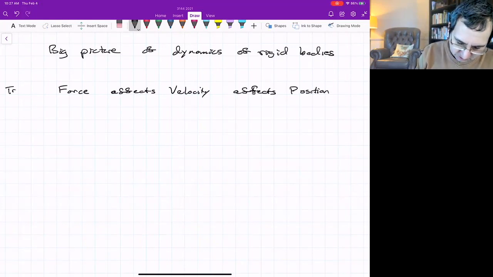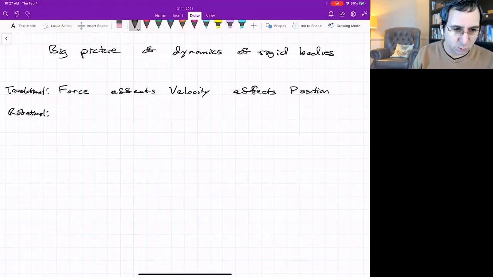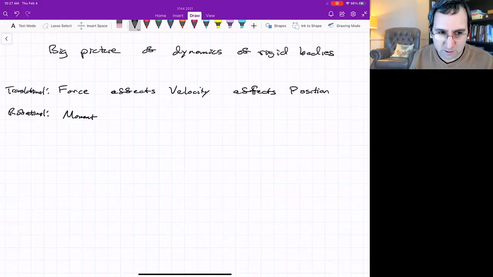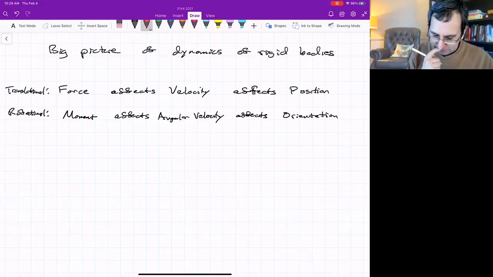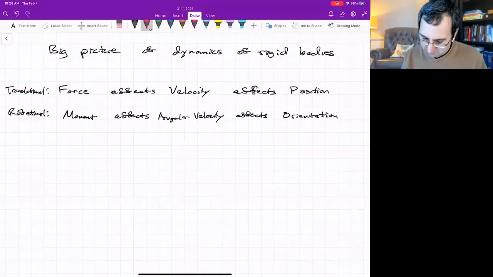You could think of this as the translational dynamics. And then we have the rotational dynamics. And instead of force, there's moment or torque. I'll use them interchangeably. That affects not velocity, but angular velocity, which affects either attitude or we'd call it orientation. And then this gets divided into the velocity affecting position, angular velocity affecting orientation.